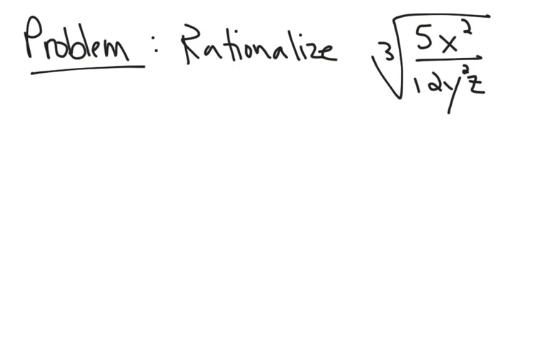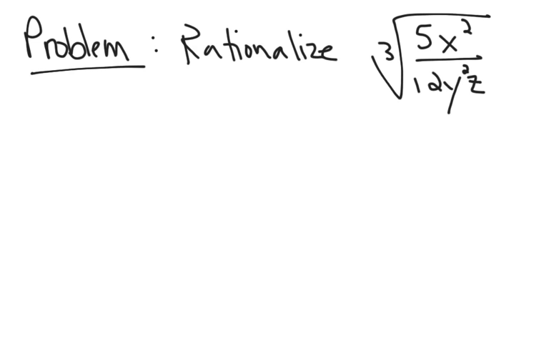All right, now let's talk about rationalizing the denominator in something that's a little bit nastier, like the cube root of 5x squared over 12y squared z. The first thing that I want you to realize is that the fraction that's underneath the radical can't be reduced.